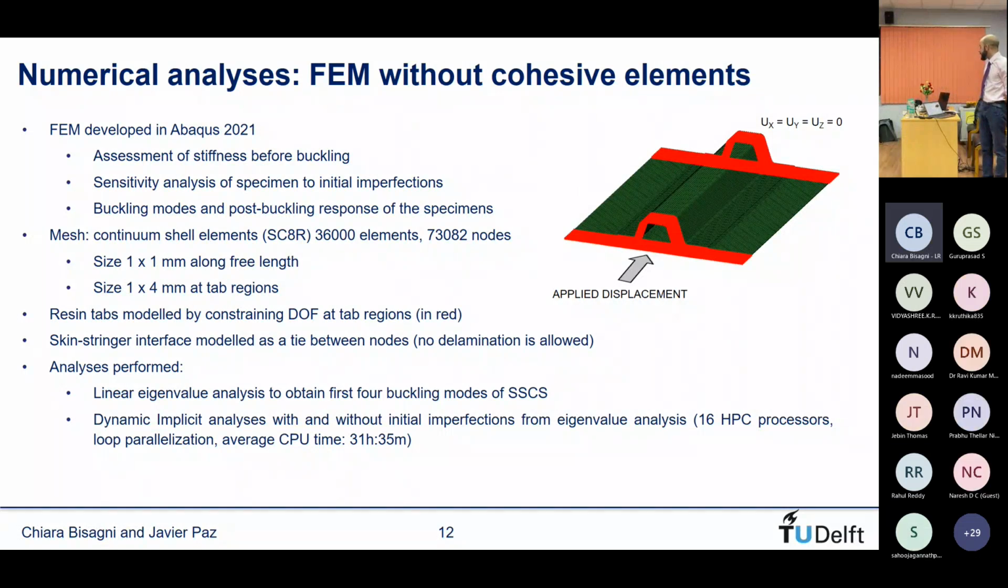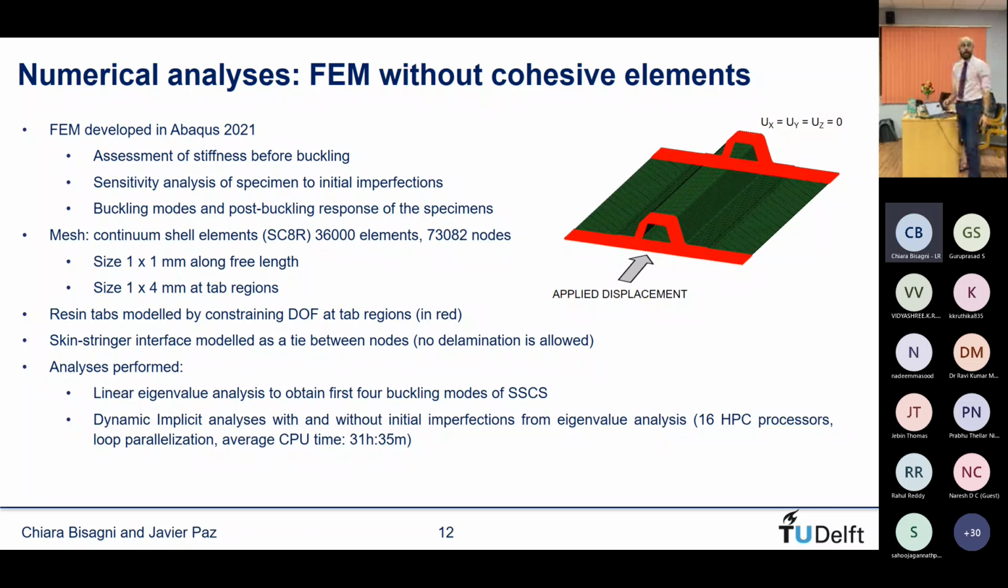Okay. So for the mesh, we use continuum shell elements. As a reference, this is around 36,000 elements, which seems a lot, but you'll see later what a lot really is. We have a size of 1 millimeter for the free length, which is where we are really studying the response. But for the tab regions, where we add the resin blocks, we constrain the degrees of freedom. On one of the sides, we restrain all 6 degrees of freedom, and where we apply the displacement, we restrict the other 5 and just let the axial displacement.